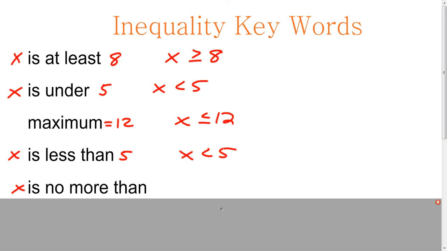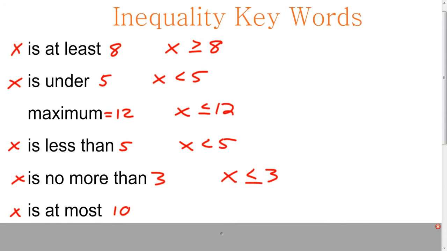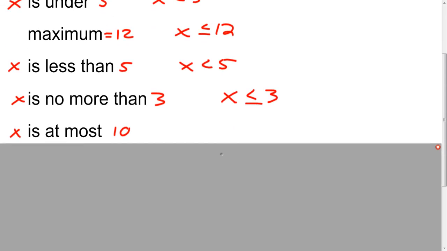x is no more than 3. That means it can't be greater than 3. So it's going to be less than 3, but it could also be equal to 3. So x is less than or equal to 3. And therefore, the values are no more than 3. x is at most 10. Well, if it's at most 10, then 10 is the maximum. So again, it has to be less than or equal to 10.